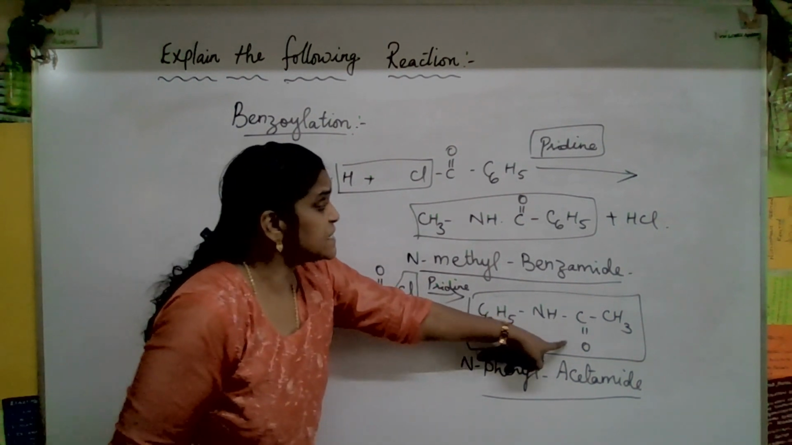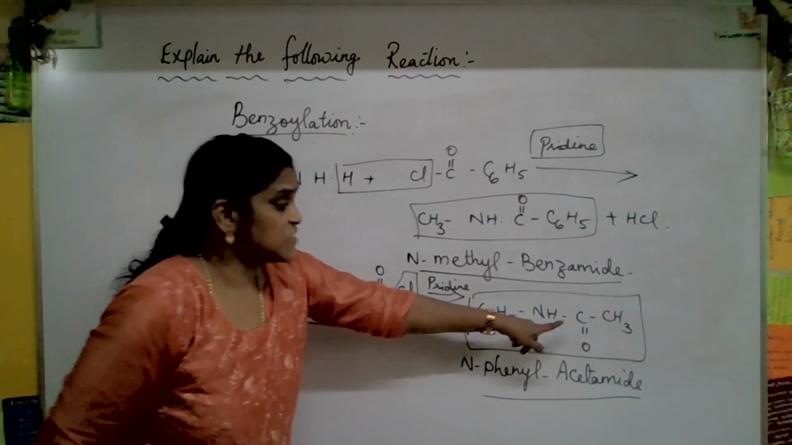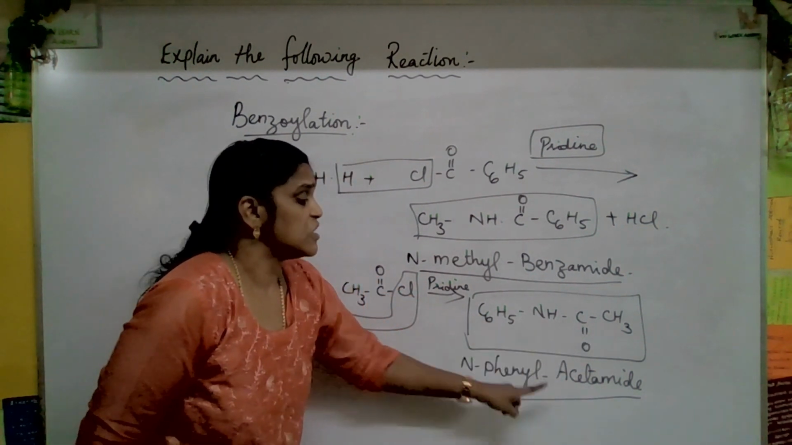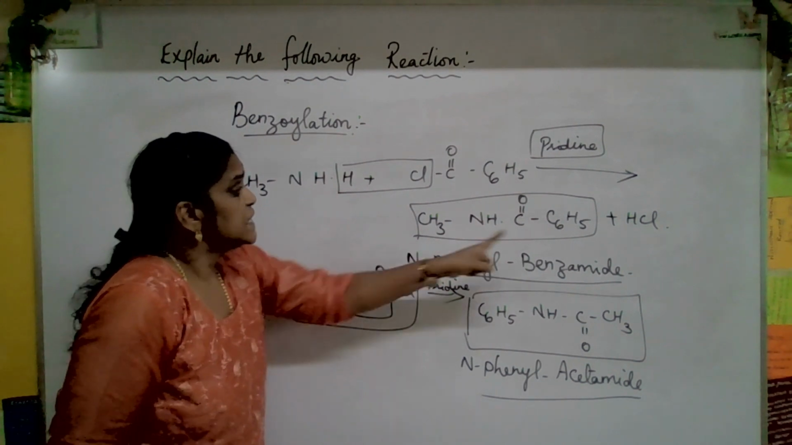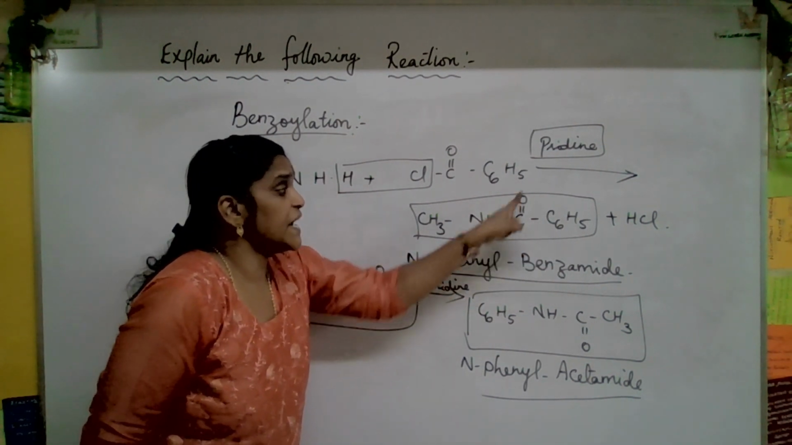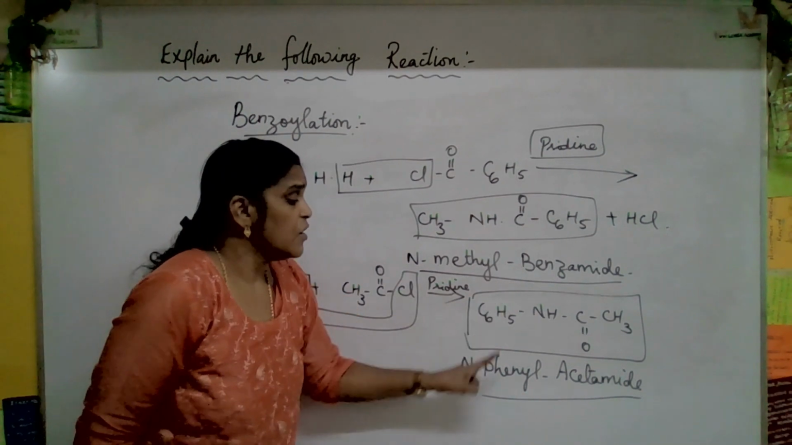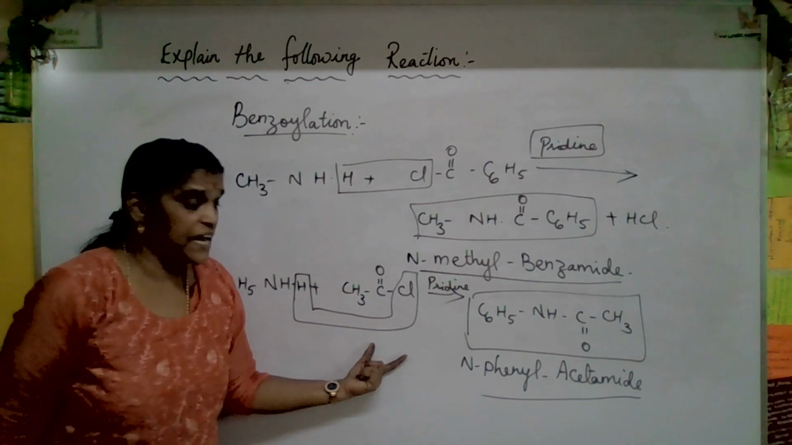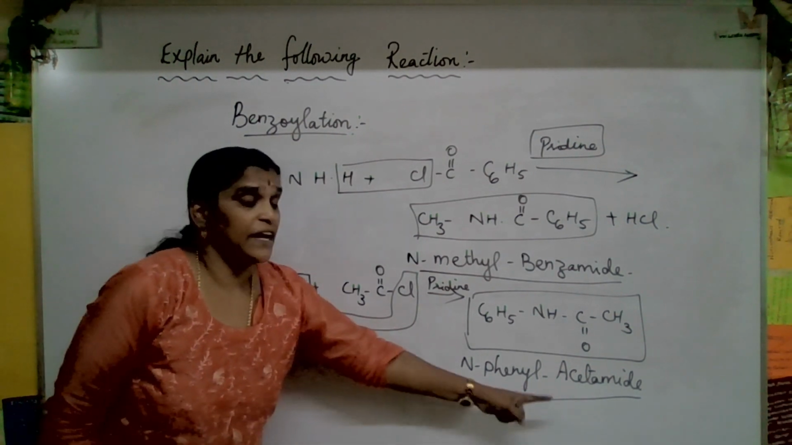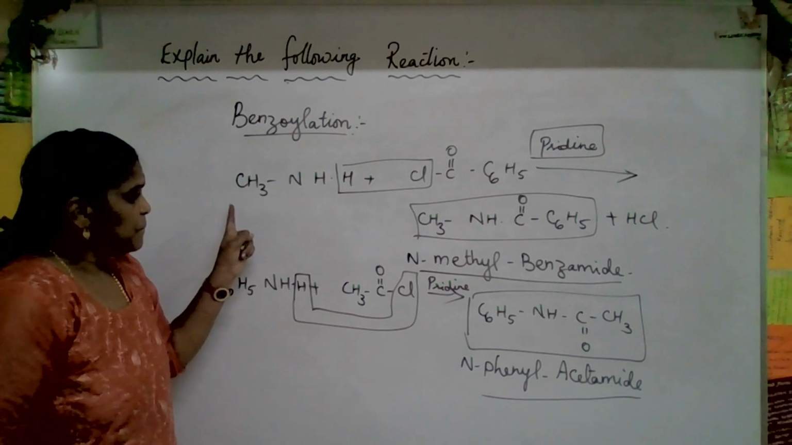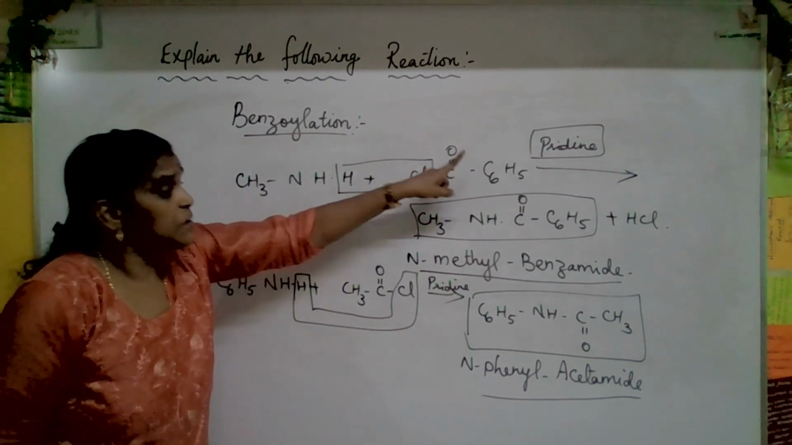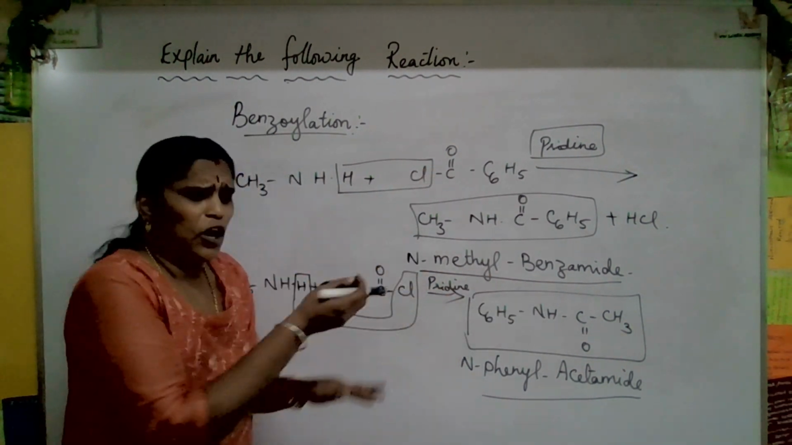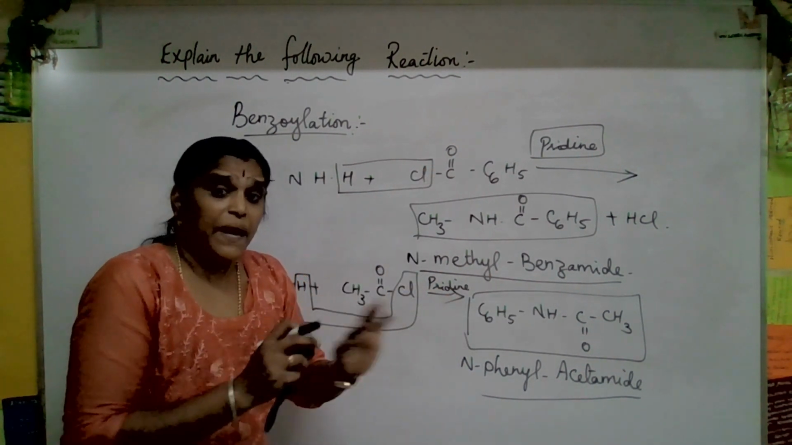Where there is a CO group attached with that CH3CONH, this is called acetamide. Whereas here, C6H5C double bond ONH, this is benzamide. So aniline reacts with acetyl chloride, you are getting N-phenylacetamide, whereas methylamine reacts with benzoyl chloride, you will get N-methyl benzamide. Both look somewhat similar, but it is not the same.